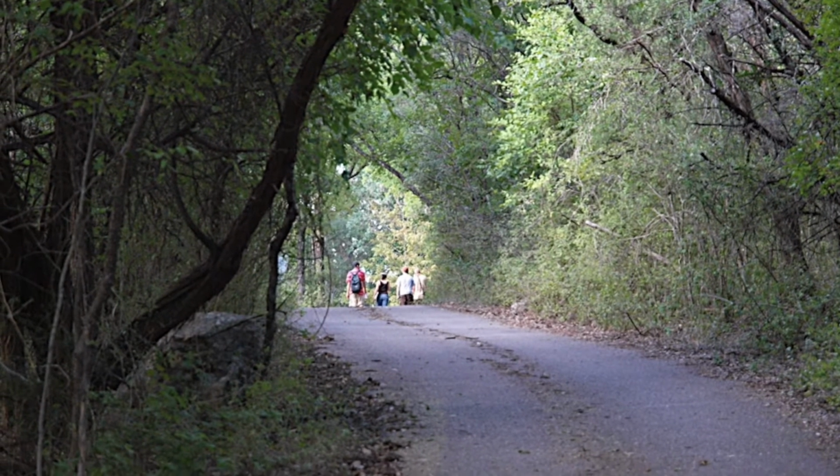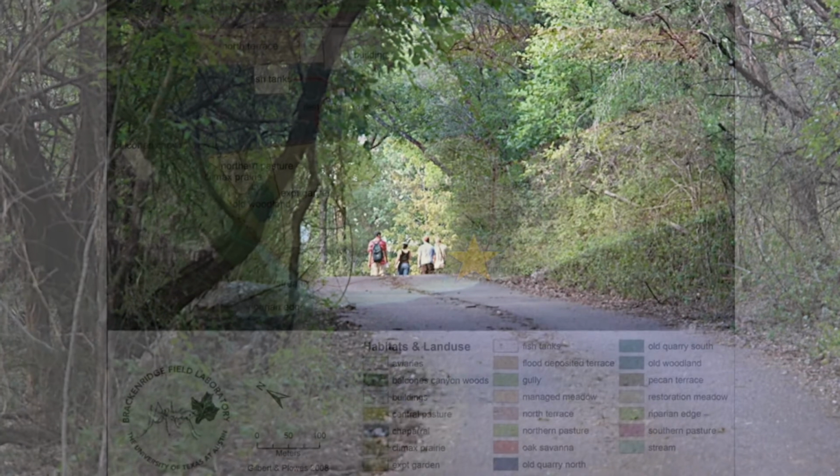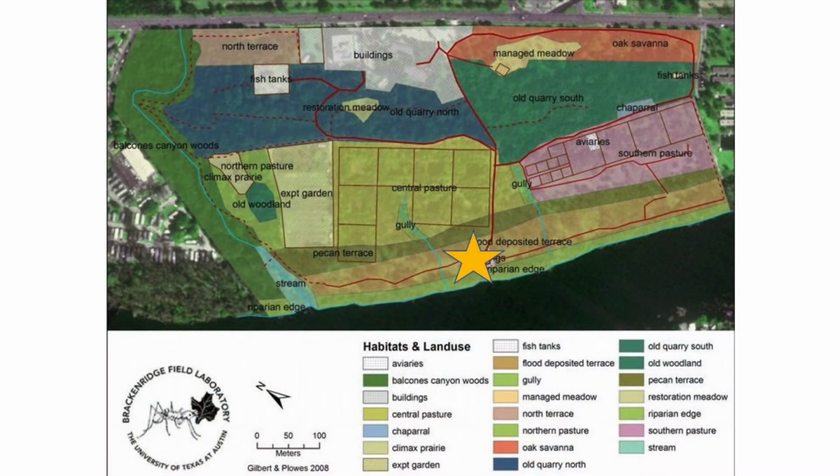Now we're going to start to move our way down to the final ecosystem on the tour. This is what I'm going to refer to as the riparian ecosystem along the Colorado River, defined by a heavy deposition of sand that we'll get to in a minute.